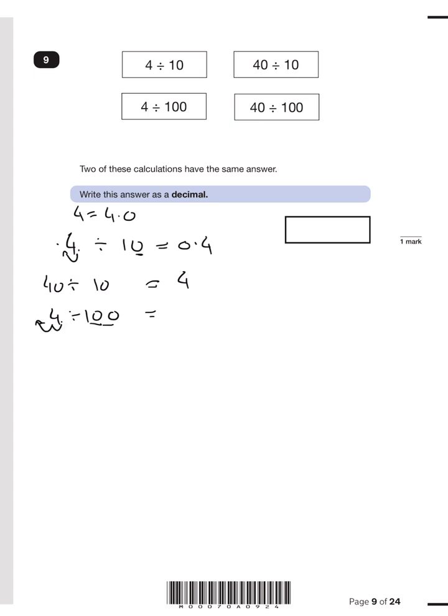Because there are 2 zeros, you fill the blank with a 0. So that would be 0.04. And then 40 divided by 100 equals 1, 2, 0.4. 0.4 we've got twice here, so that's our answer.